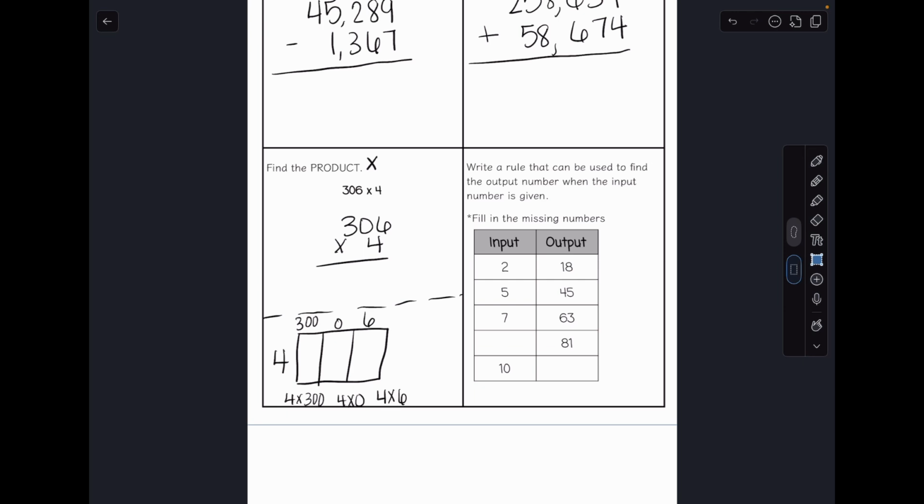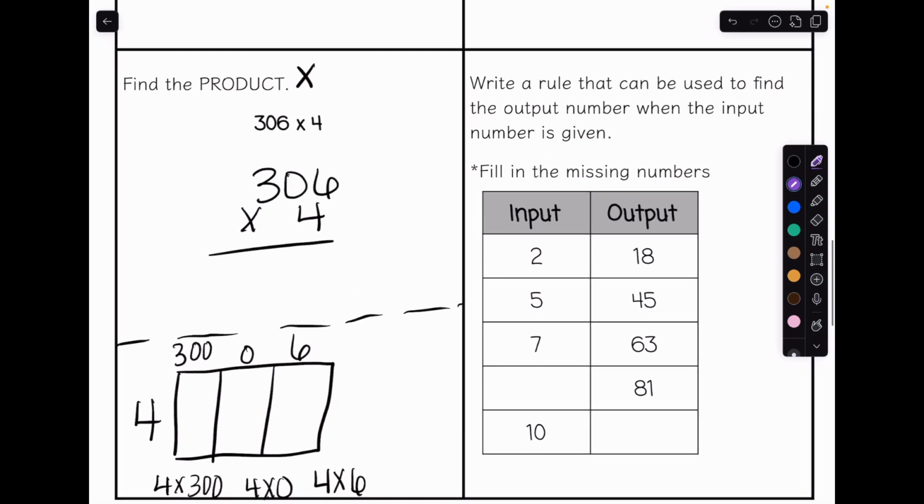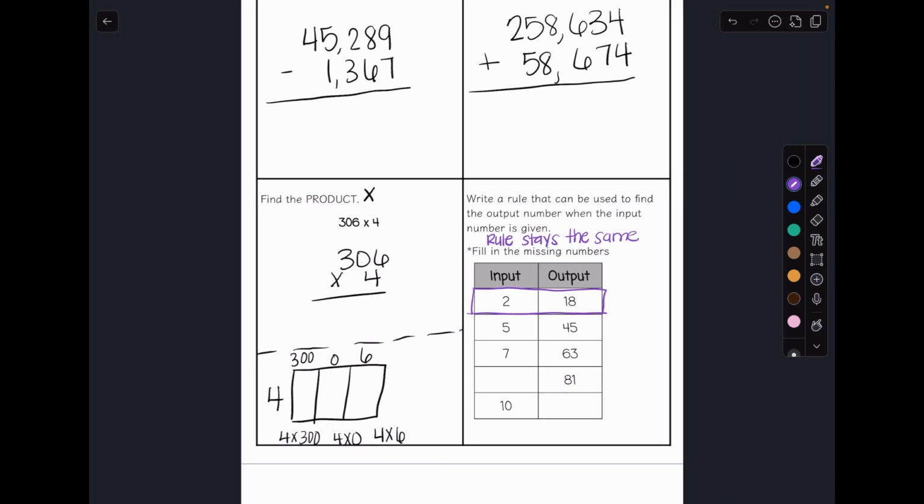And then input-output tables, they're very, very strong. They just need to find the pattern. So what is my relationship between 2 and 18, 5 and 45, 7 and 63? And just remind them that our rule always stays the same. Our rule stays the same, always, all the way down. So whatever you're saying the relationship is here, you have to make sure that that relationship is true all the way down your input and output table.